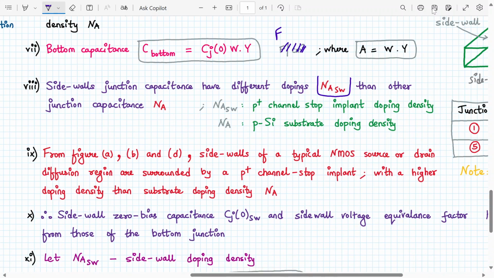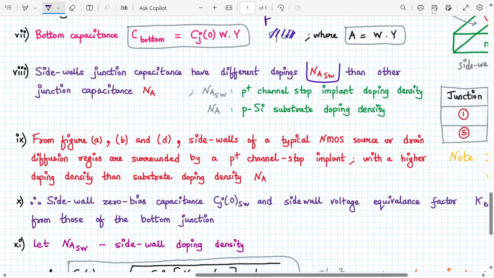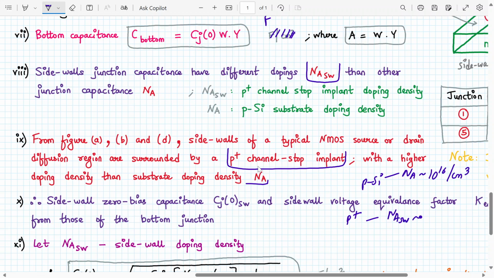In our entire formula, from figures A, B and D, the sidewalls of a typical N plus source and drain regions are surrounded by the P plus channel stop implant, with a higher doping density than your substrate doping. Very, very important. Meaning P silicon doping is, let's say, Na, around 10 raised to 16 per centimeter cube, whereas the P plus channel stop implant doping, Na sidewall, is in the range of 10 raised to 18 per centimeter cube. So almost 10 or 100 times more.